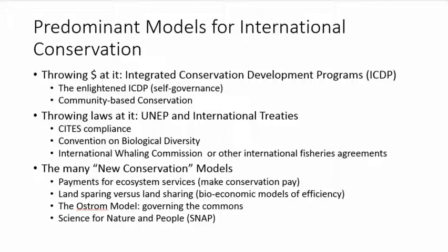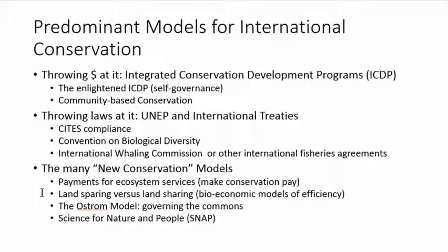Another model is throwing laws at it. So we have the United Nations Environment Program and a slug of international treaties. Things like CITES, the Convention on International Trade in Endangered Species, and the Convention on Biological Diversity. There's a bunch of ones in the ocean as well, including the International Whaling Commission and other fisheries agreements. And we'll talk a bit about those. In fact, I'm going to give the bulk of this little YouTube as background on CITES and the Convention on Biological Diversity, so we don't have to spend too much time talking about it on Monday.